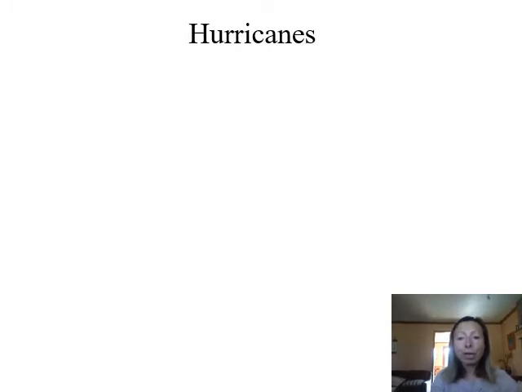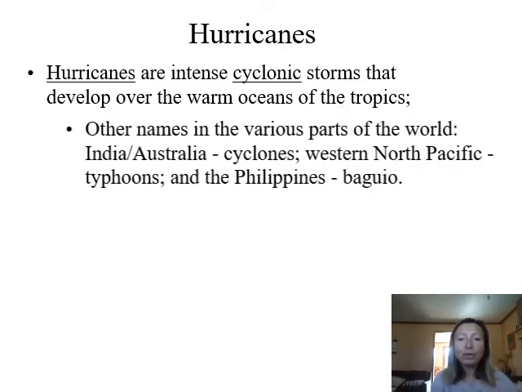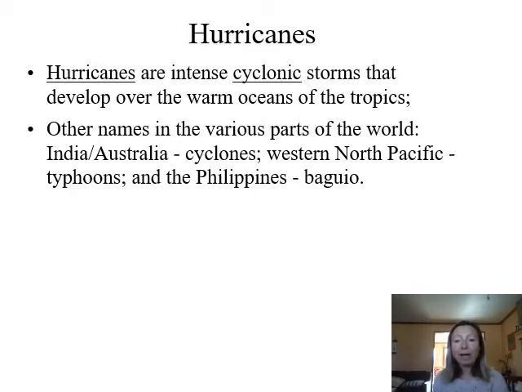Another type of cyclonic system is hurricanes. Hurricanes are very intense cyclonic storms, also associated with very low pressure, and they develop over warm oceans of the tropics. Typically, the warmer the surface of the ocean, the higher the amount of latent heat available for formation of hurricanes. So you are very aware that we have a very unusual, very intense hurricane system this year because the sea surface temperature is very high, and so there's lots of moisture, lots of water vapor, and lots of latent heat available for formation of hurricanes.